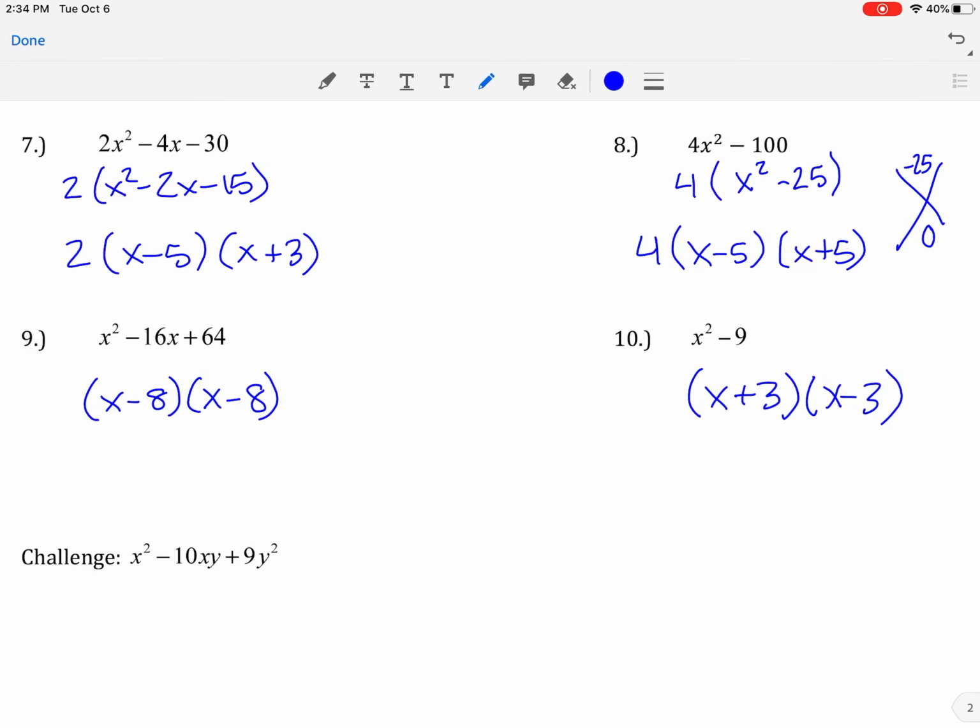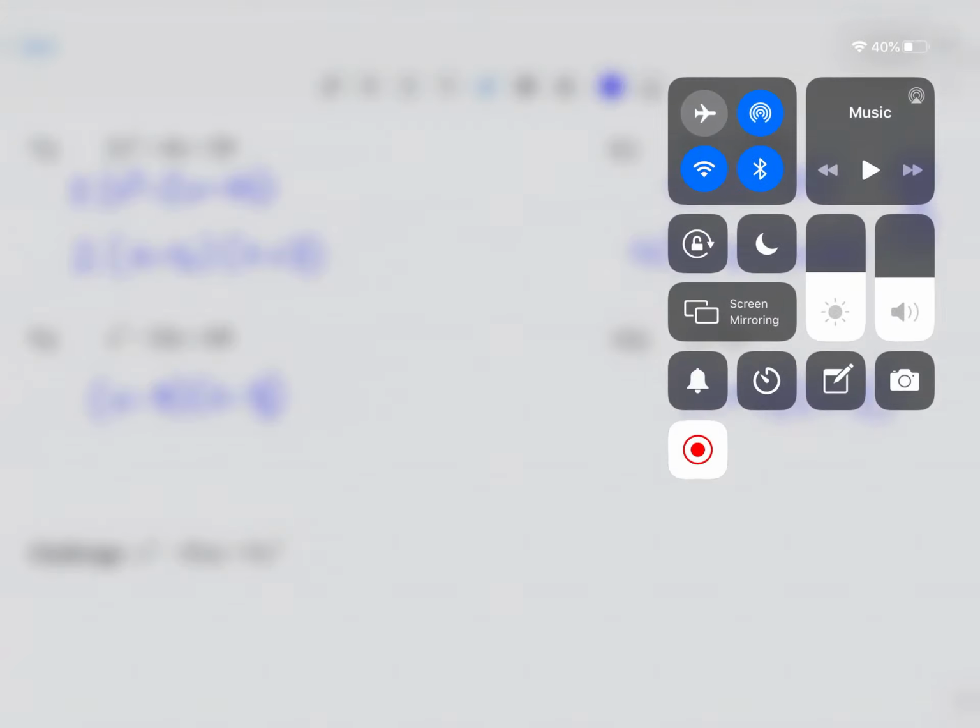And here is the challenge. Try that one out, and the answer is written on the answer key that you can find on Canvas.